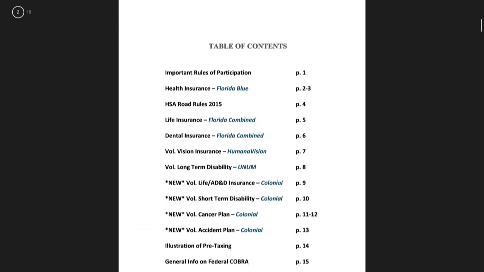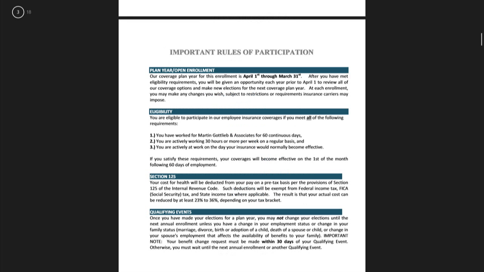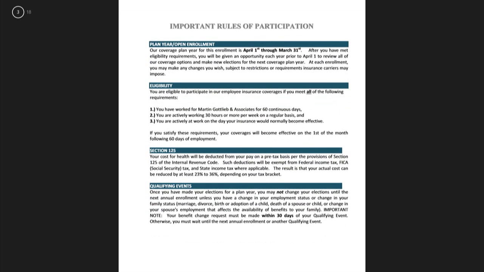Following the cover page is the table of contents, and this is just a quick reference for you to note the information that's going to be provided to you in the guide. Moving on to page 1 and the important rules of participation. Each year, prior to April 1st, you're given the opportunity to review all of your coverage options and make elections for the next coverage plan year. Keep in mind that the changes you elect may be subject to restrictions or requirements imposed by the insurance carriers.